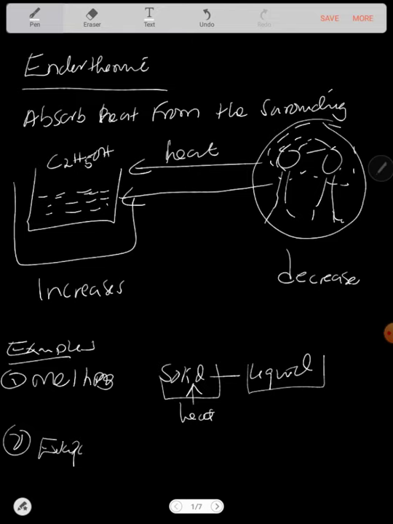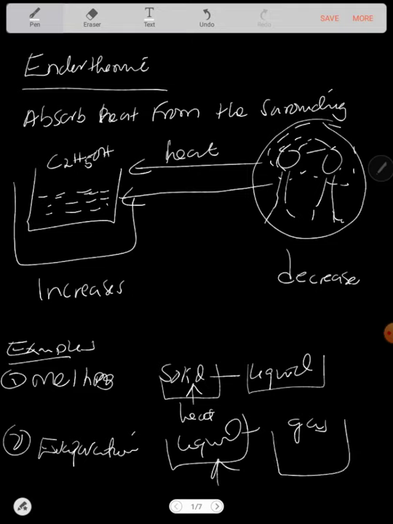Evaporation. There are a lot of exothermic reactions, there are a lot of endothermic reactions. I'm just giving examples of those reactions that you know. So evaporation, you know that is liquid to gas. Here the particles are closer together. To bring about more separation of the particles, the liquid must absorb heat to break those bonds, so that the particles can become very far away from each other and move freely, like molecules.